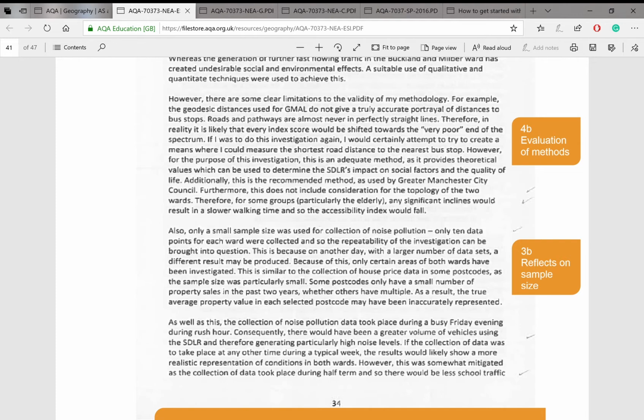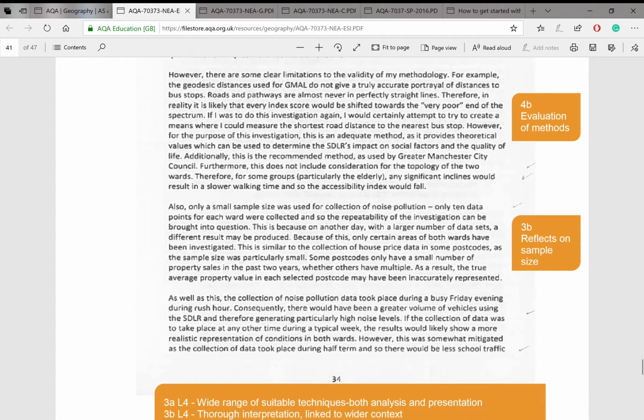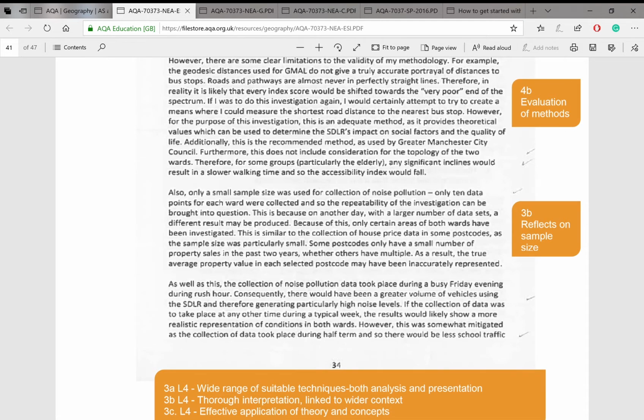So here they talk about how roads and pathways are almost never in a perfectly straight line. Therefore, this would have affected their results, which therefore then affects their ability to draw conclusions. And then they talk about some things which they haven't considered. So this did not include consideration for the topology of the two wards.